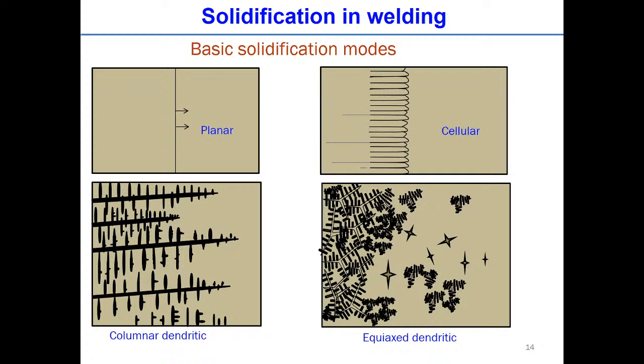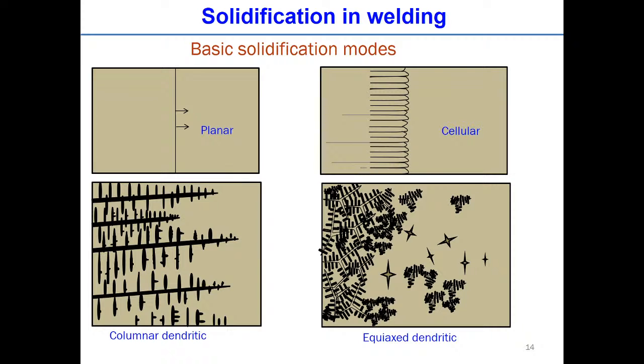So there is a primary arm, the secondary arm, and dendritic. There are several directions in which the solidification happens in such a way that it creates this kind of network structure. So a dendritic kind of structure may form. And then equiaxed dendritic is also a dendritic structure, but overall the network looks like almost equal-sized grains.